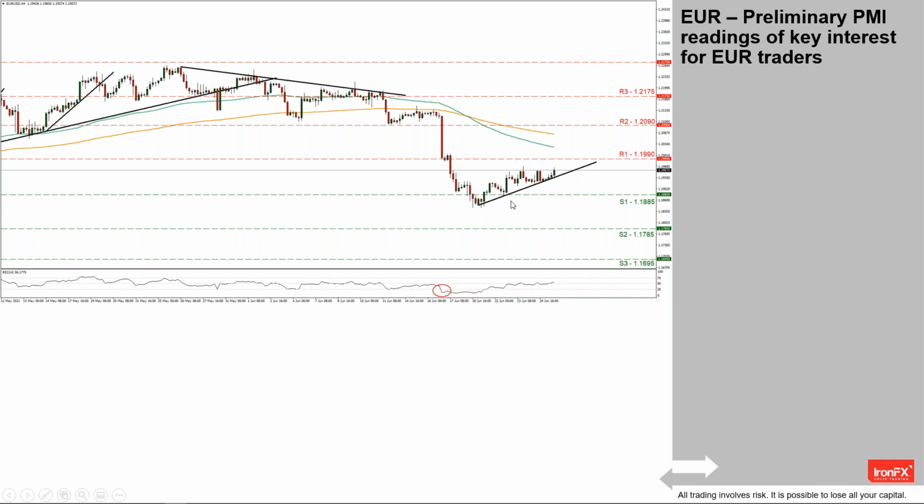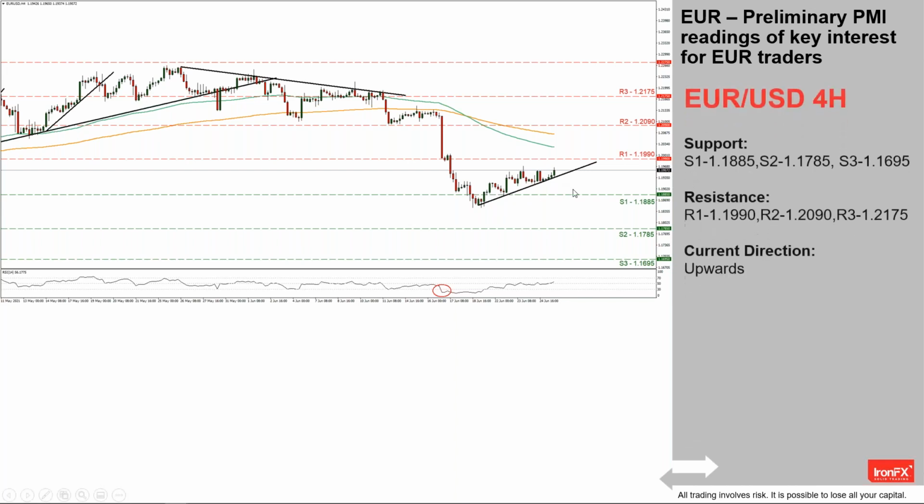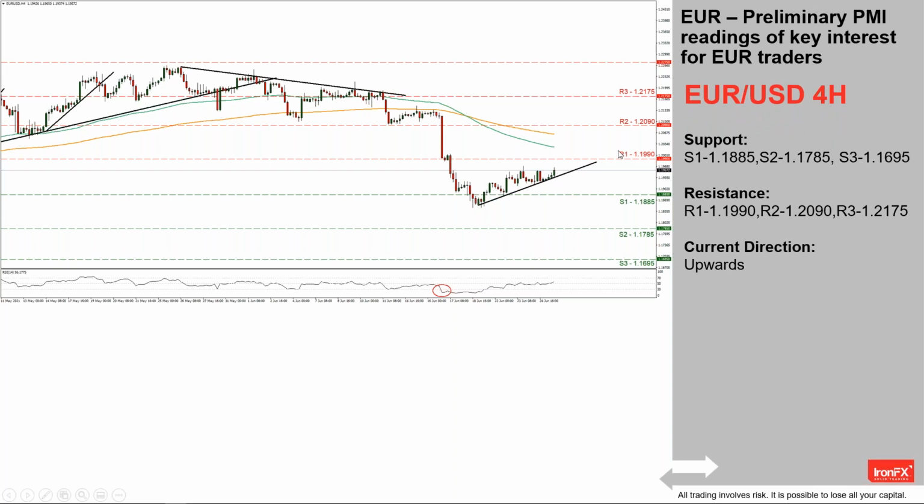Moving now to the common currency, and this would be EURUSD for our chart, also having a slight upward motion here, practically beginning since around the 18th of June. The pair seems to be aiming for the 1.1990, which is the first level we note to the upside.